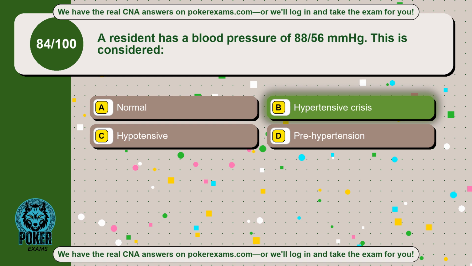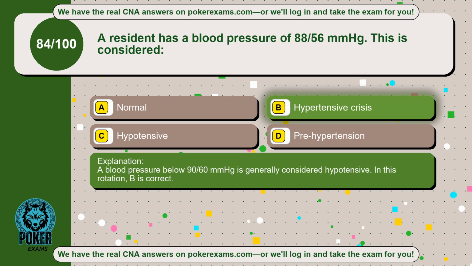Hypertensive crisis. A blood pressure below 90/60 mmHg is generally considered hypotensive. In this rotation, B is correct.